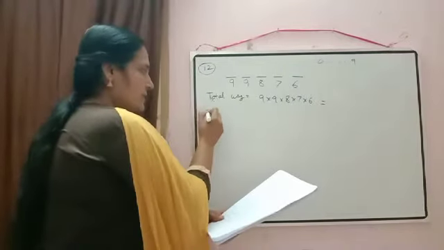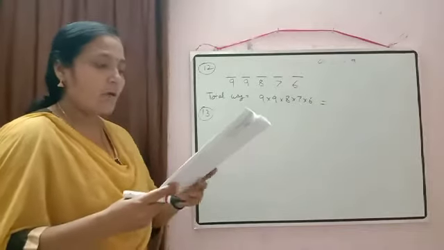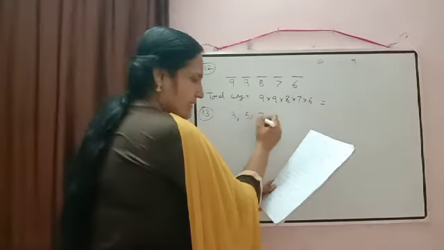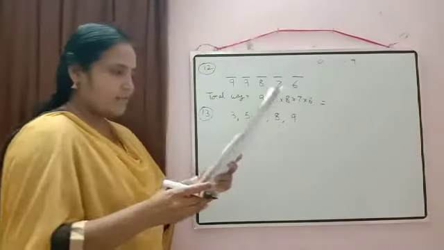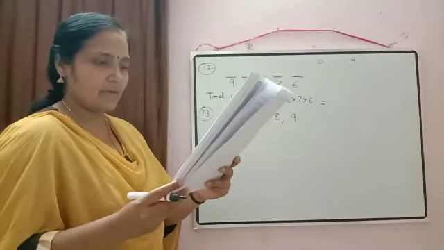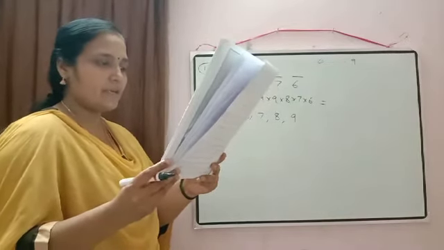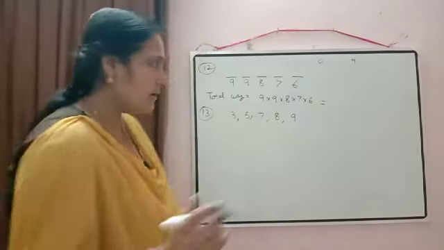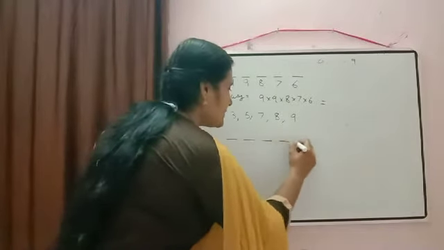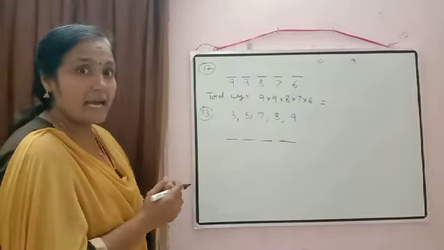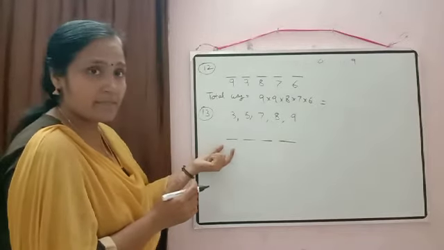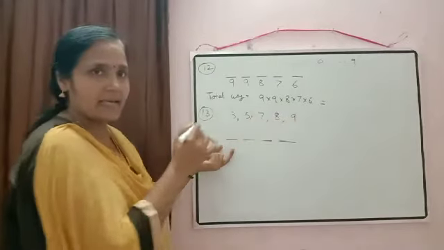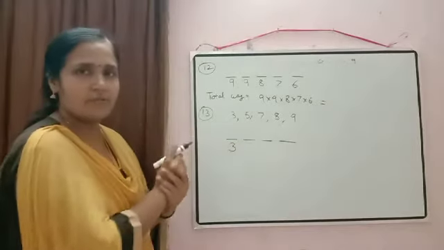Question number 13. How many 4-digit numbers can be formed with the digits 3, 5, 7, 8, 9, which are greater than 7,000 if repetition of the digit is not allowed? The number is greater than 7,000 and it is a 4-digit number. So again, let's check this place. How many options are available with this place? Either 7, 8 or 9 can come. So 3 options are available to fill this place.